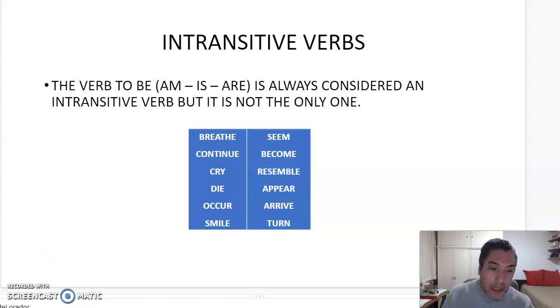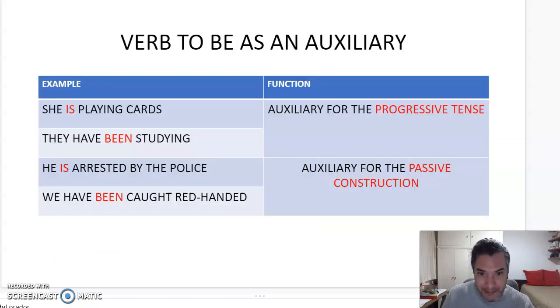So, let's go to another topic that is also connected with verbs. Okay? Verbs, in this case, have an important role. I told you that they can be transitive, intransitive, ditransitive. But in this video, you're going to see that sometimes this verb to be, okay, that it is an intransitive verb, can act as an auxiliary, okay?